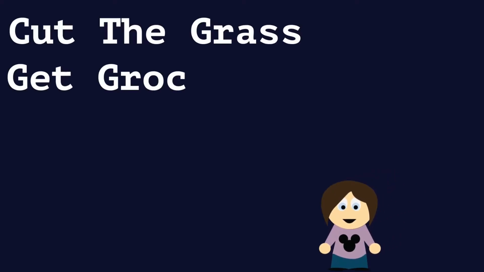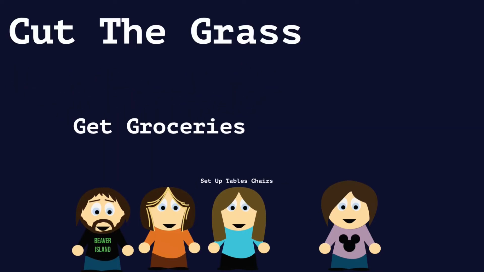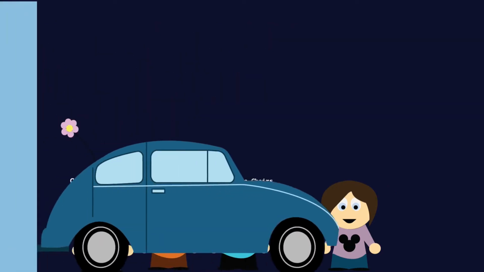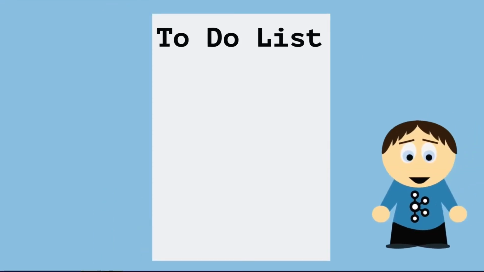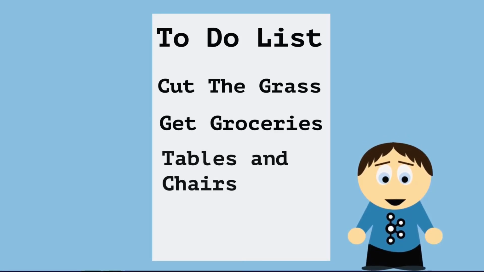Mom has made a list of things she would like done before the party starts. Things like cut the grass, get groceries, and set up tables, chairs. She has each member of her family take a chore from the list. The fact that these chores might involve getting in a car or getting gas for the tractor isn't something that she is worried about. All she cares about is that the checklist gets updated as the chores are completed.